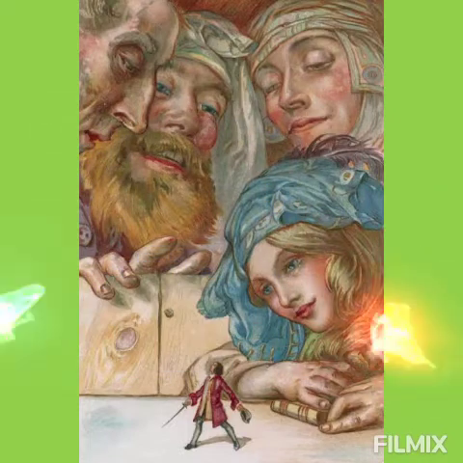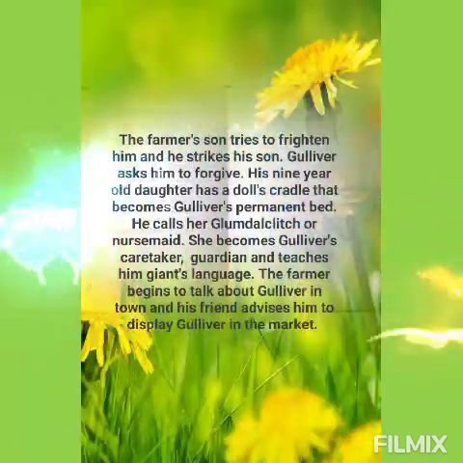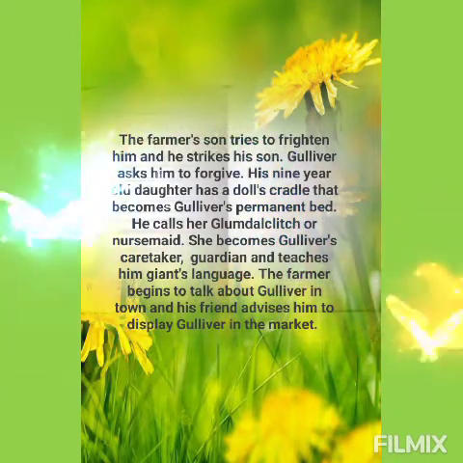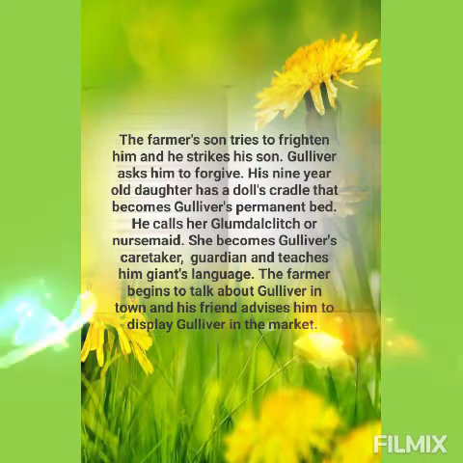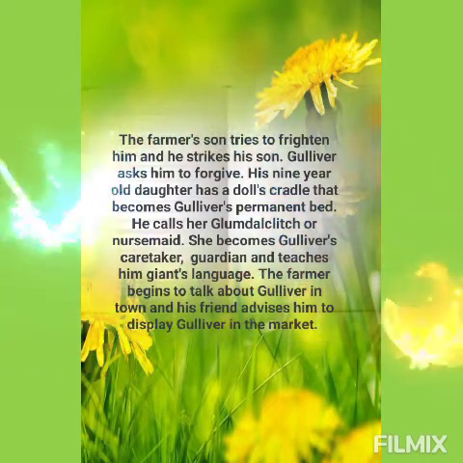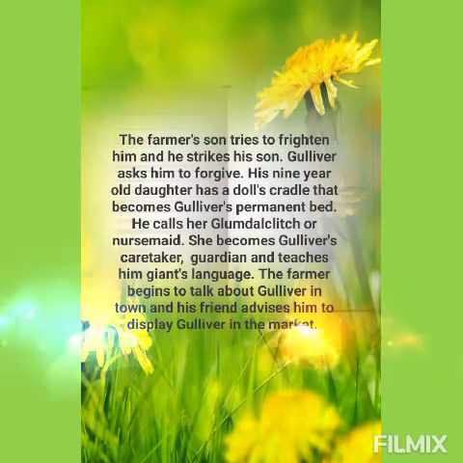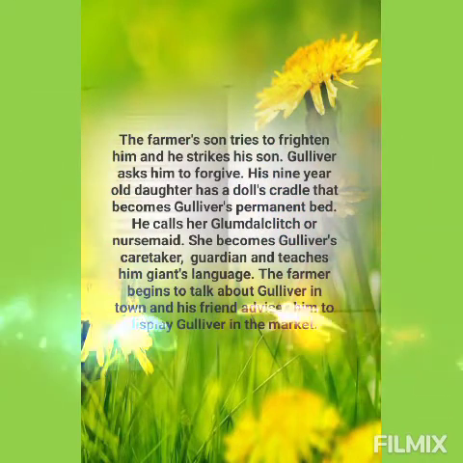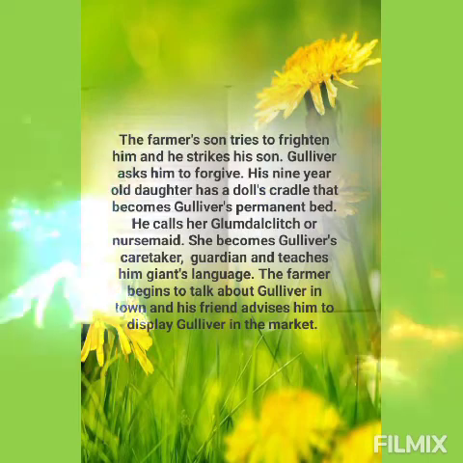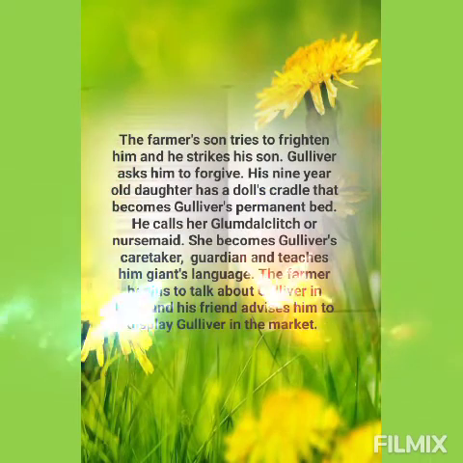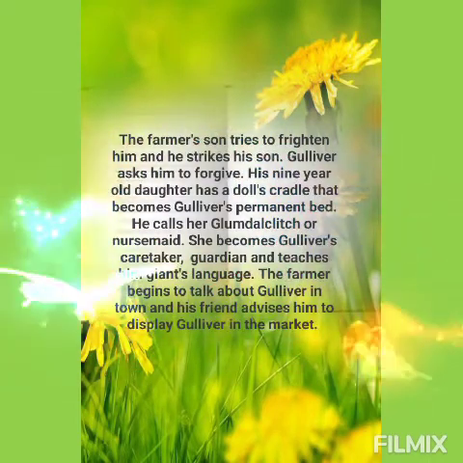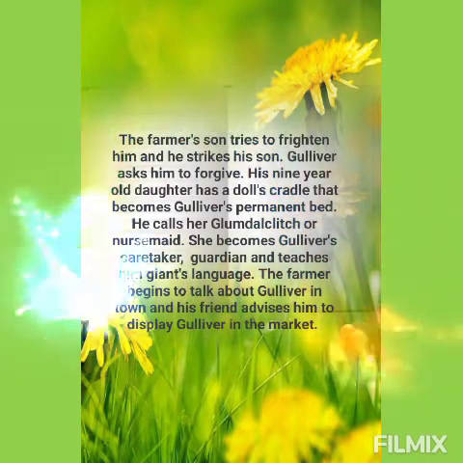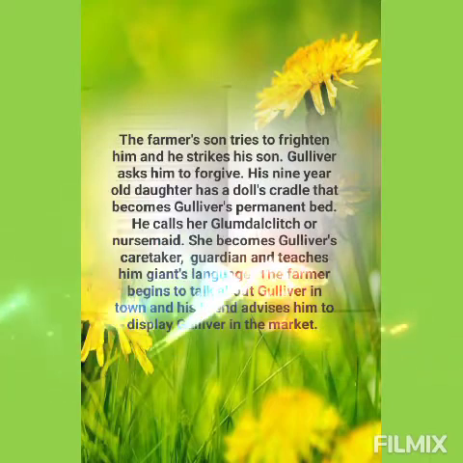This is the picture of the people of Brobdingnag, very tall. The farmer's son tries to frighten him and he strikes the son. Gulliver asks him to forgive. The farmer's 9-year-old daughter has a doll's cradle that becomes Gulliver's permanent bed. He calls her Glumdalclitch, or nursemaid. She becomes Gulliver's caretaker and guardian and teaches him the giants' language.